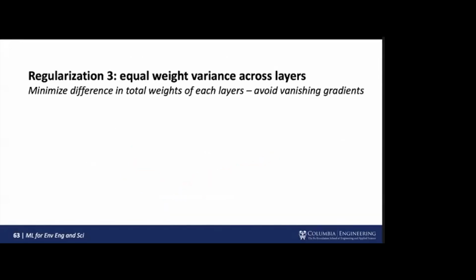The idea focuses on how weights are distributed across layers. If weights in some layers are much larger or smaller than others, gradients can either vanish or explode as they move through the network. To avoid this, we try to keep the variance of weights similar across layers. This helps signals and gradients flow smoothly forward and backward through the network. In practice, this is handled through careful weight initialization, which of course improves scalability.